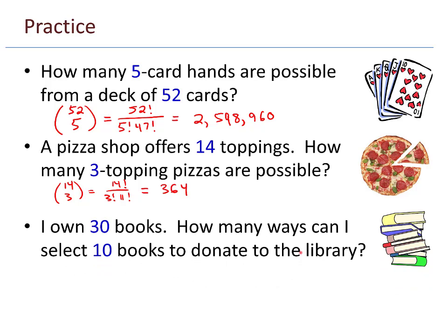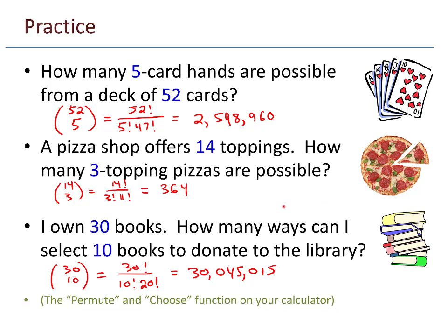I own 30 books. How many ways can I select 10 books to donate to the library? 30 choose 10, which is 30 factorial over 10 factorial, 20 factorial, and that number ends up equaling 30,045,015. There you go, some quick examples of choosing. 52 choose 5, 14 choose 3, 30 choose 10.